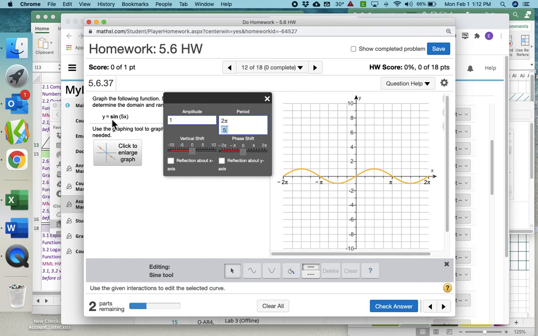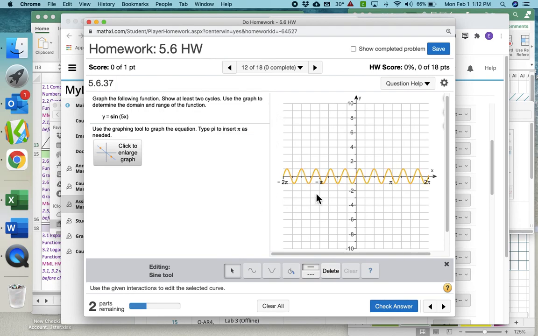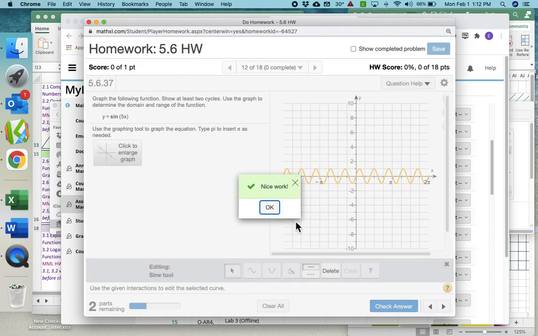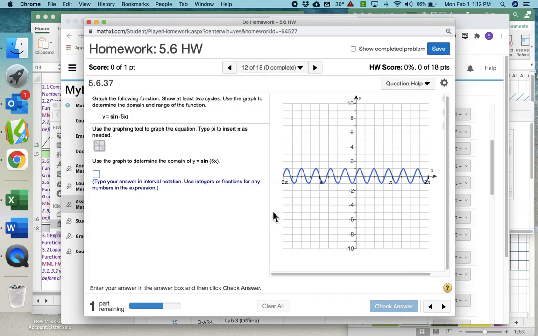Now, since there's no negative out here, there's no reflection, there's no negative inside, so there's no reflection, there's no phase shift because there's not a C, there's not a vertical shift because there's not a D, so that's it. We just click off, and that will hopefully be the right answer. Let's see. Yay. Okay. And then it says, use the graph to determine the domain.